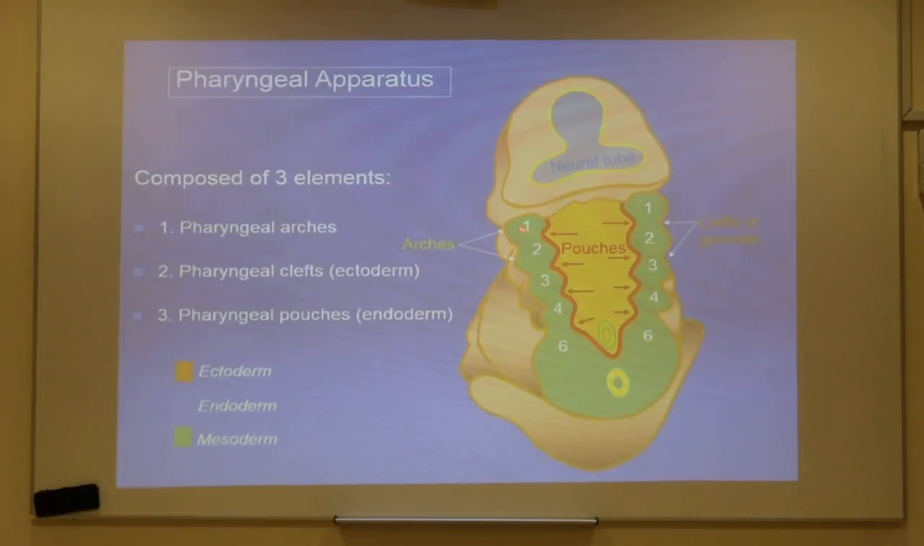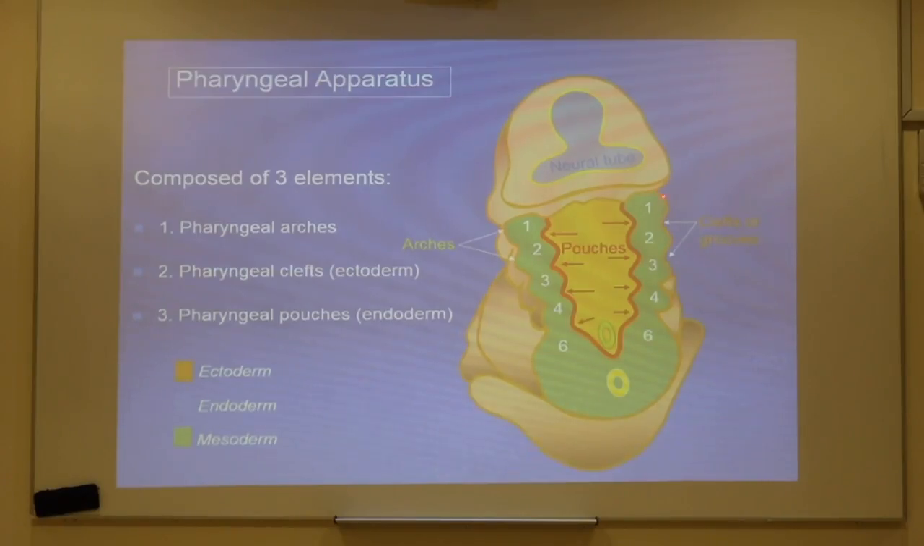In each arch, the core is the mesoderm. On the outer side there is ectoderm. On the inner side there is endoderm. So on each arch in the neck, the core is mesoderm, outer side ectoderm, inner side endoderm. On your skin there is ectoderm. On the inner aspect where you have the pharynx and larynx, it's all endoderm, and the core is mesoderm.